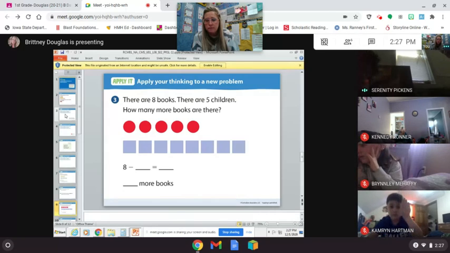It's right there. 5. Okay, so we have 8 books. Take away 5 because that's our small number. And how many does that leave us? How many more books are there than children? Brindley?